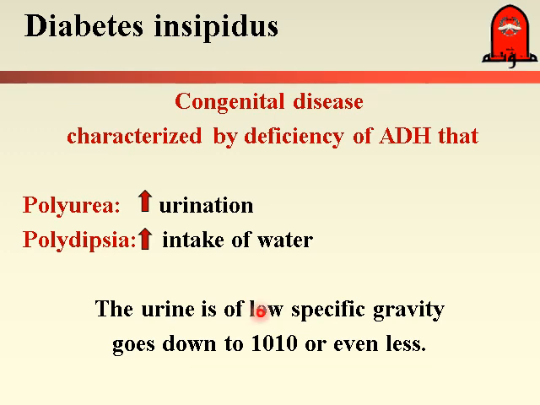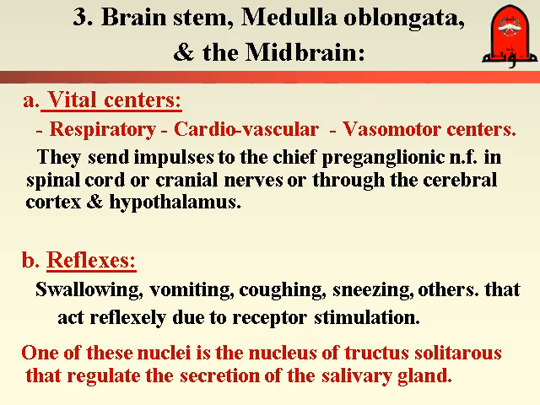It is of low specific gravity. If we examine the urine, the specific gravity will be very low. It is about 1010, usually 1020, and this is due to decrease in the concentration of urine by the antidiuretic hormone, which usually produces reabsorption of water.